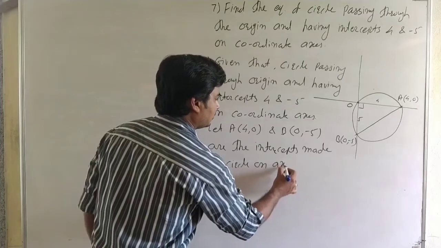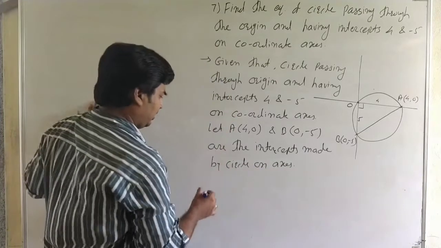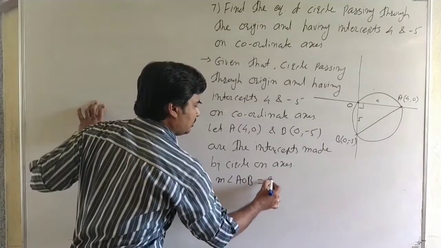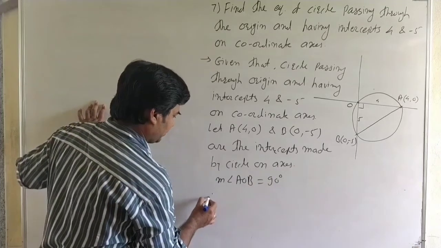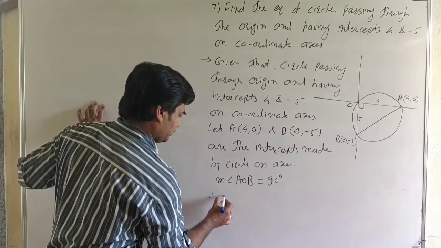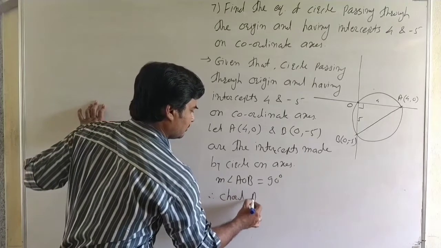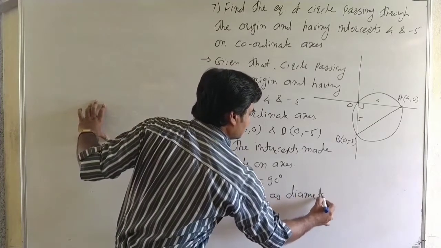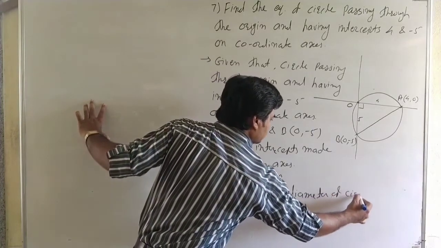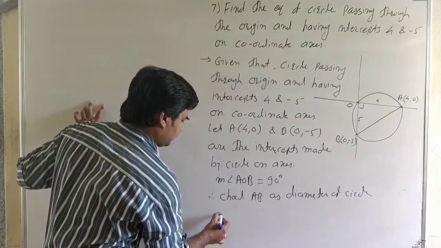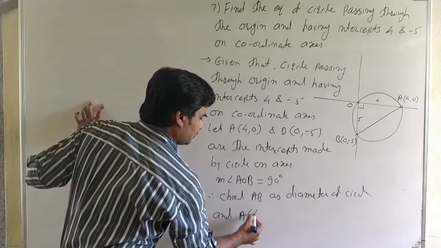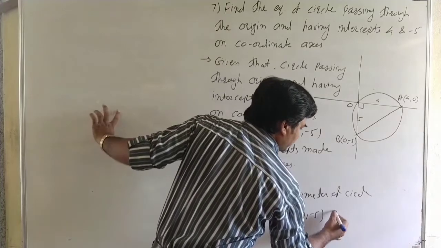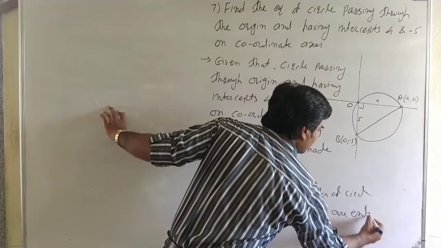on the axis. Here the measure of angle AOB is equal to 90 degrees, and therefore the chord AB is a diameter of the circle. A (4, 0) and B (0, -5) are the ends of the diameter.